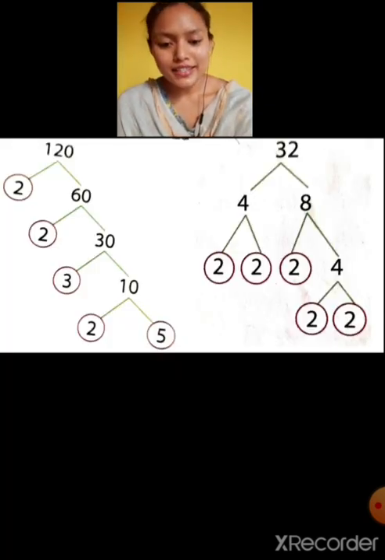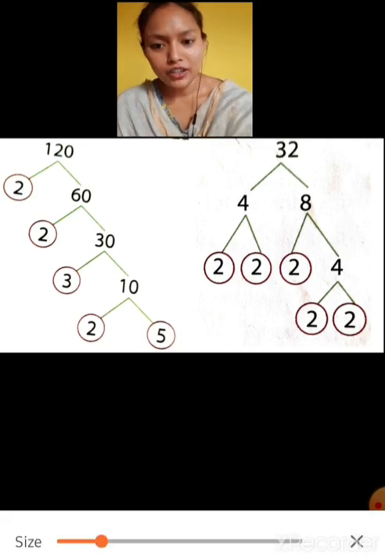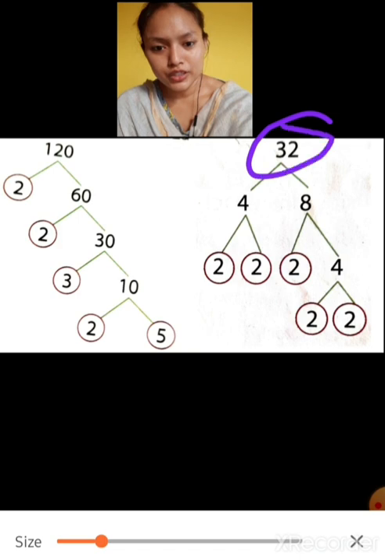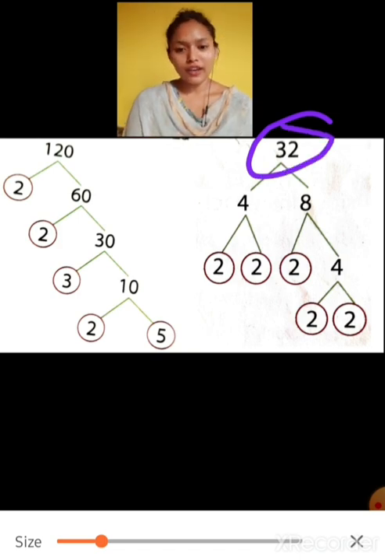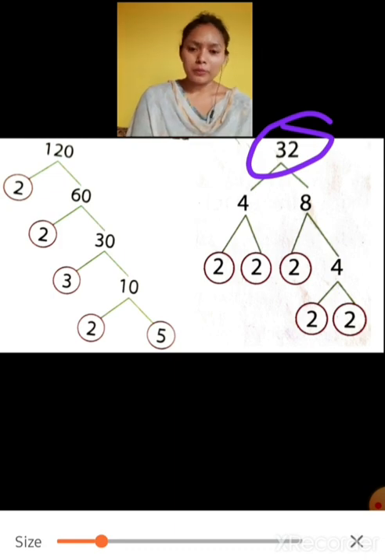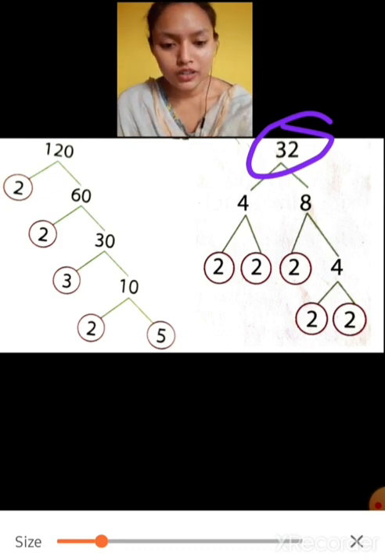Now, we have to find the factors of 32. So how can we do that? We know 4 multiplied by 8 is what? 4 eights are 32. So we have written it like this.